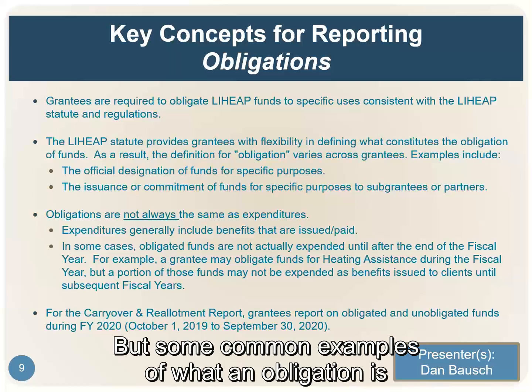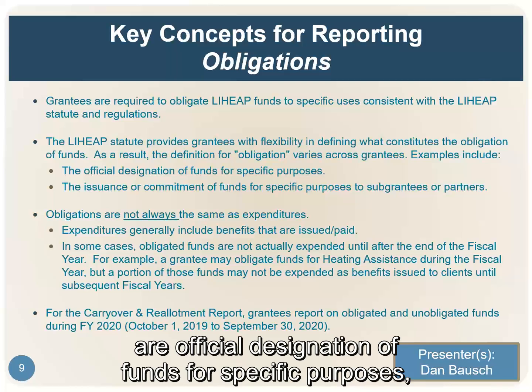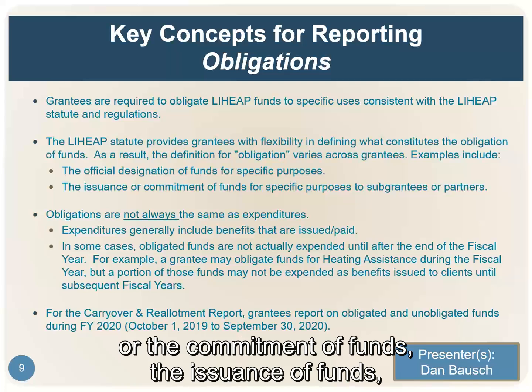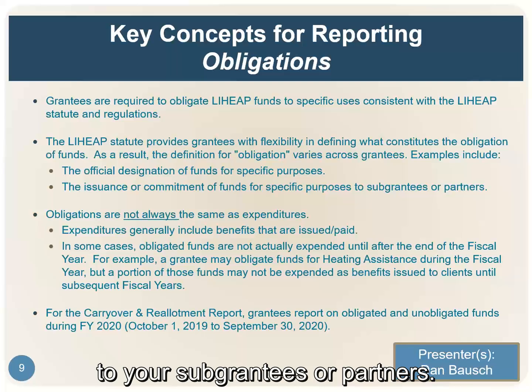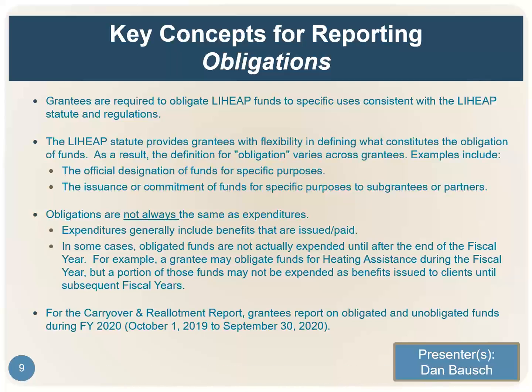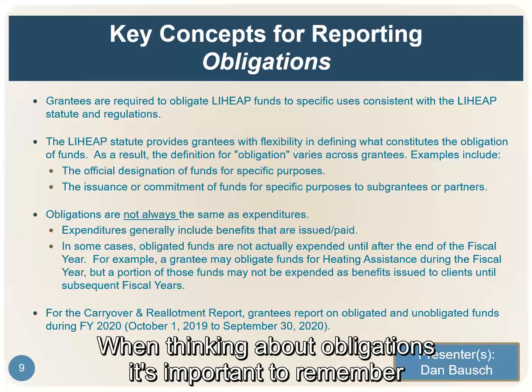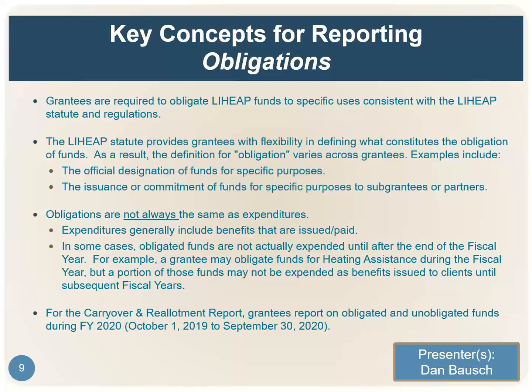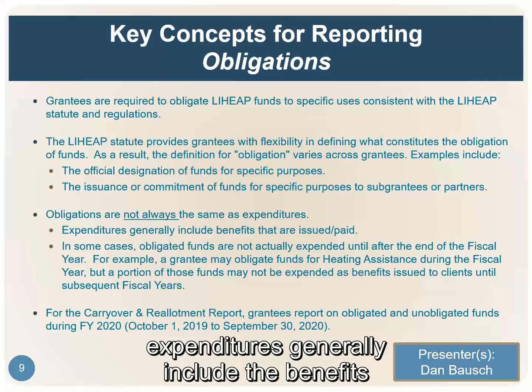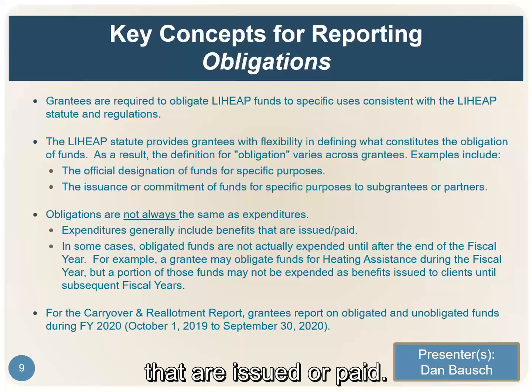But some common examples of what an obligation is are official designation of funds for specific purposes, or the commitment of funds, the issuance of funds, the encumbrance of funds for specific purposes to your subgrantees or partners. When thinking about obligations, it's important to remember that they're not always the same as expenditures. Expenditures generally include the benefits that are issued or paid.